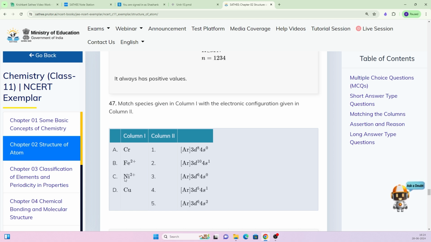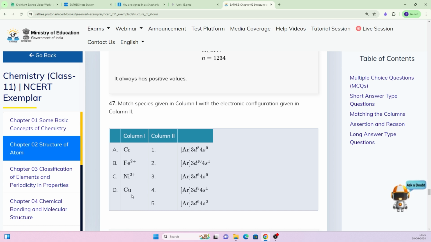Cobalt, nickel. What about nickel? So iron, cobalt, nickel. Iron has how much? 8 in the valence shell. Nickel will have 10, out of which 2 are removed. So that would result in 3d8 4s0. So C will go with 1.